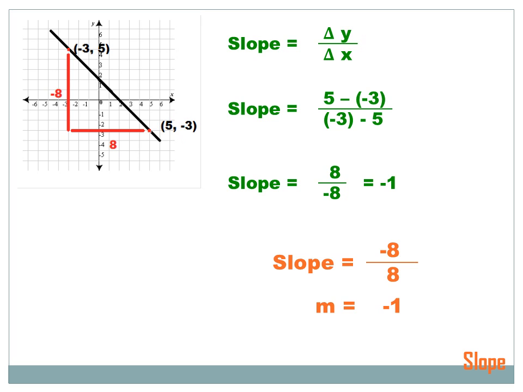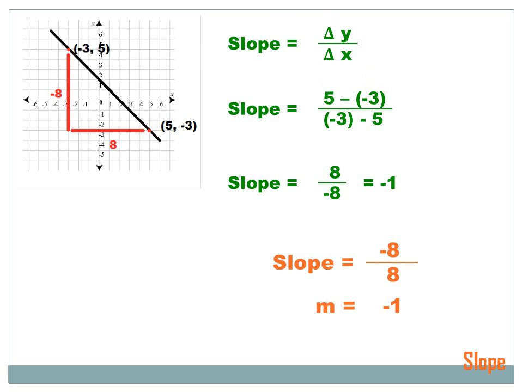And this point up here has an x of minus 3 (1, 2, 3 in the negative direction) and a y of 5 (1, 2, 3, 4, 5 in the positive direction). And we can use those coordinate pairs to determine the slope of this line. The formula for doing that is listed right up there.